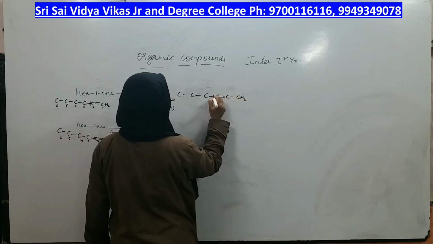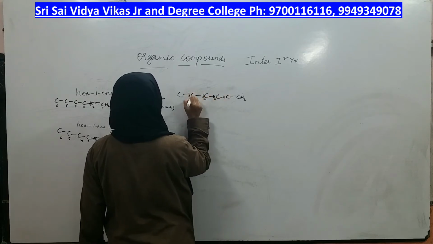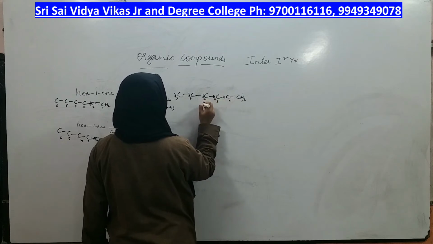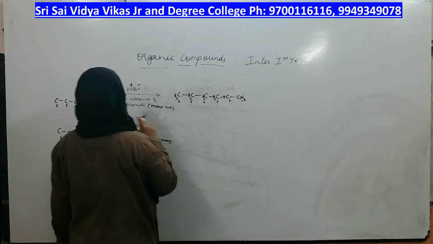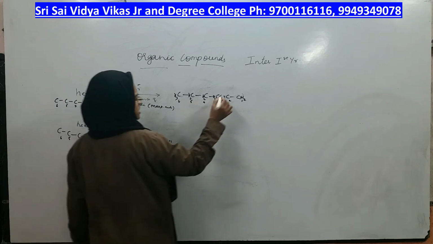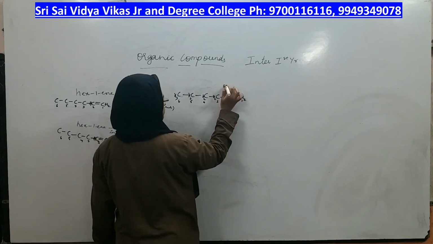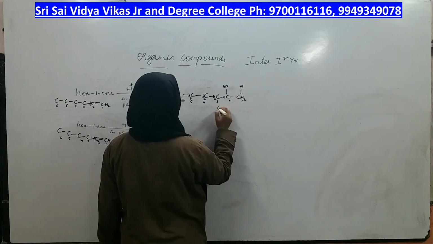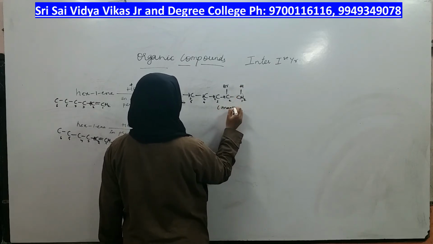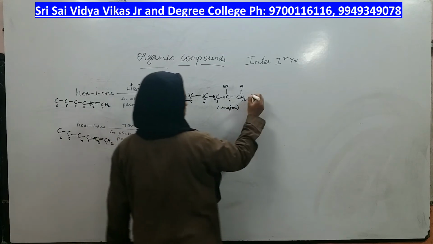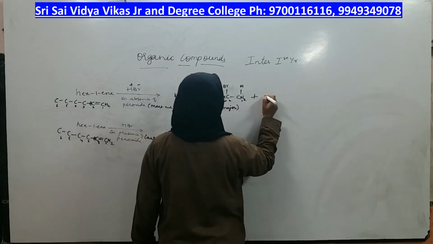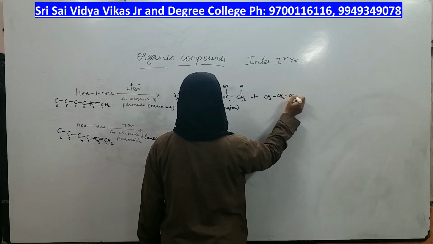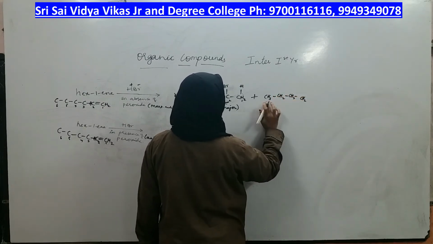CH2, CH remaining. 1, 2, 3, 4, 5, 6. Negative part attaches to carbon containing less number of hydrogen, and positive part attaches to carbon containing more number of hydrogen. Major product. What is the minor product? Opposite is the minor product. One, two, three, four.